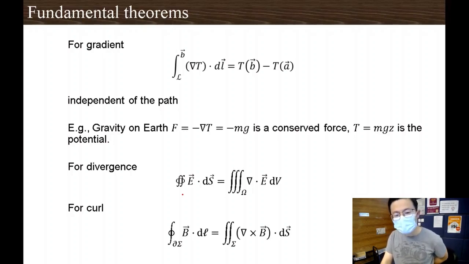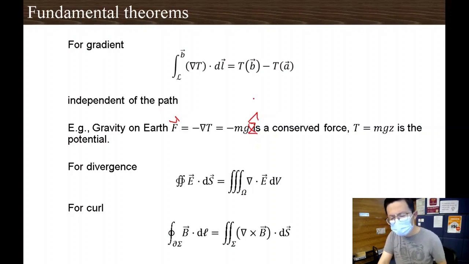For example, for the Earth, the gravity on Earth can be written as a negative gradient of a potential term. So this is minus mg, and this is the conservative force. Remember that I should actually have written this as a vector, and that will be in the z direction, and that is.